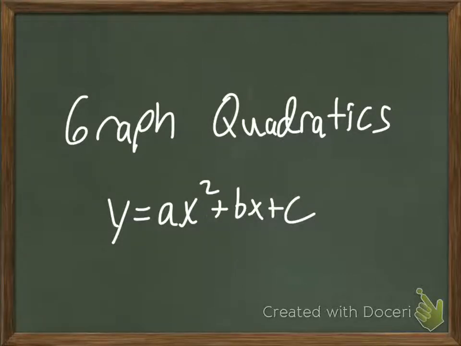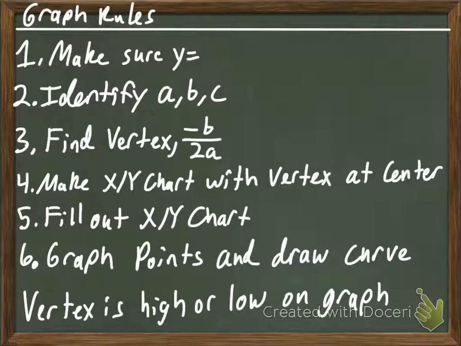This is graphing quadratics where we have y equals ax squared plus bx plus c. So we've got all the players here. We got the a, the b, and the c. So, again, our graphing rules. This is exactly the same as the first two videos, but I still want you to copy these down again.